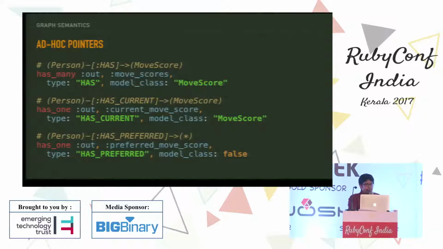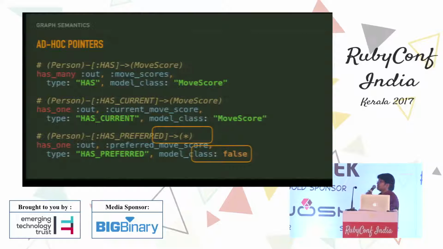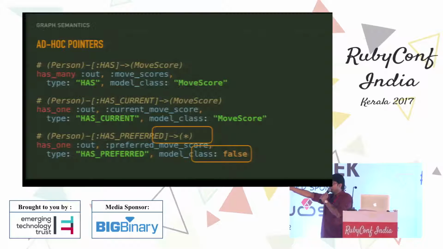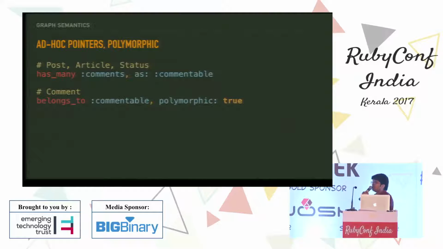Let's come back to this example a little bit. Like I said, there are some more things going on here, and I'm specifically interested in this. This is polymorphism right here. What the code is declaring is that a person has a has_preferred relationship, and we don't really care what it is pointing to. Star, like a very popular, well-known wildcard character. So this is what I'm calling polymorphism. This should be familiar to most Rails developers. Remember this? acts_as_commentable or belongs_to :commentable, polymorphic: true.